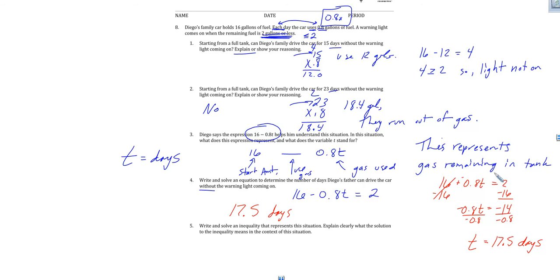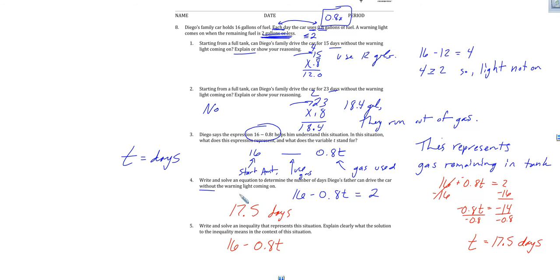Now the question for number 5 is to write and solve an inequality that does this. Well, the only thing we have to change for our inequality is the symbol right here. We already have all the hard part done. We already did 16 minus 0.8 t. The question is, for the light coming on, do we want it to be under or over 2? Okay, the question says without the warning light coming on.